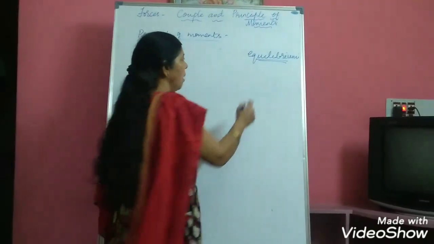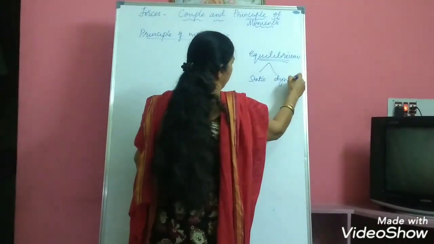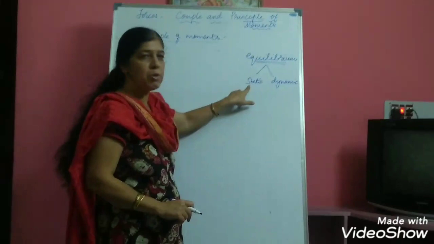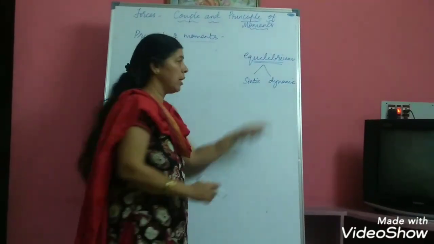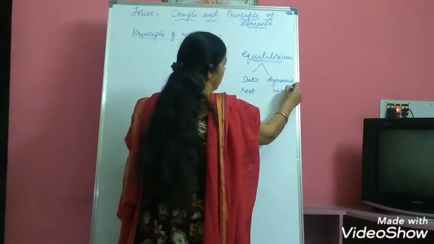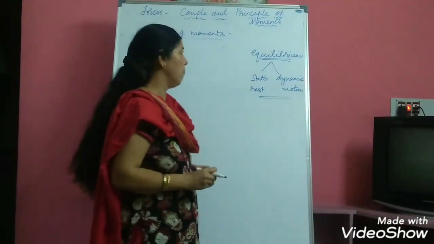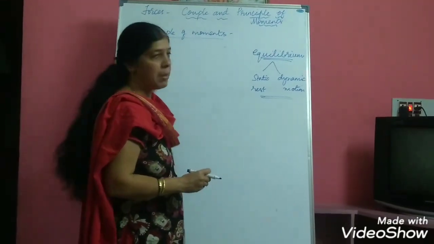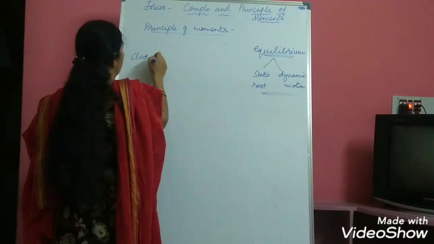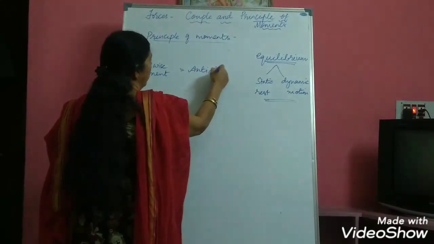And there are two types of equilibrium. One is static equilibrium and the other is dynamic equilibrium. In static equilibrium, even though forces are acting, the body continues to be at rest. In case of dynamic equilibrium, even though forces are acting, the body continues to be in motion. In our daily life, we come across many examples of static and dynamic equilibrium. Now, whenever a body is in equilibrium, you must remember that clockwise moments will be equal to anti-clockwise moments.